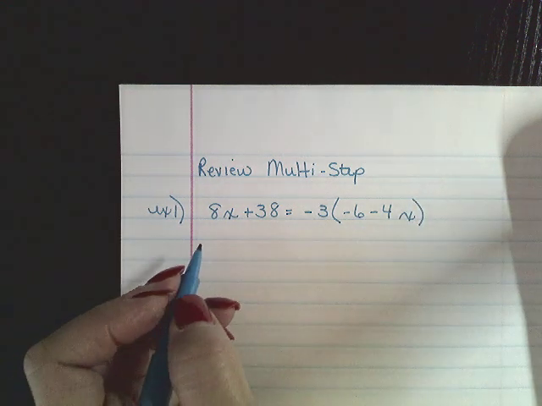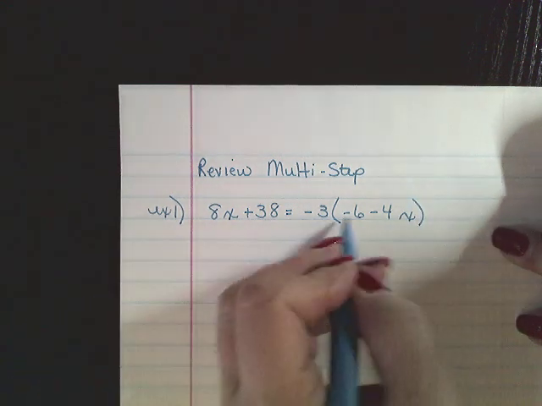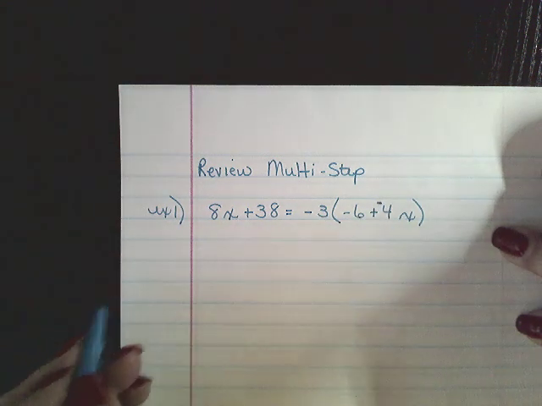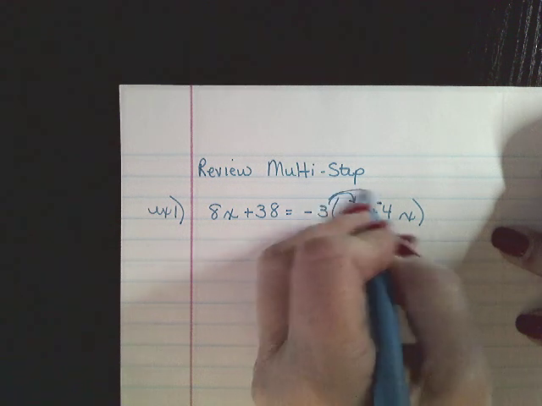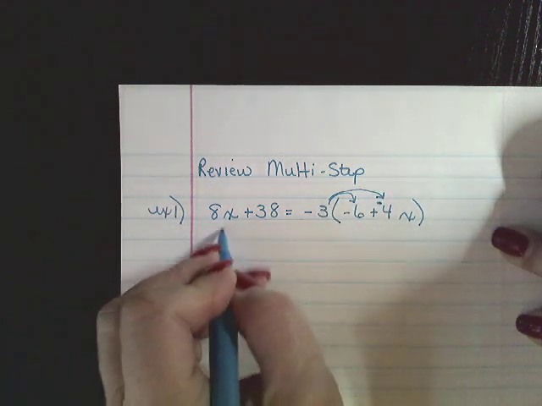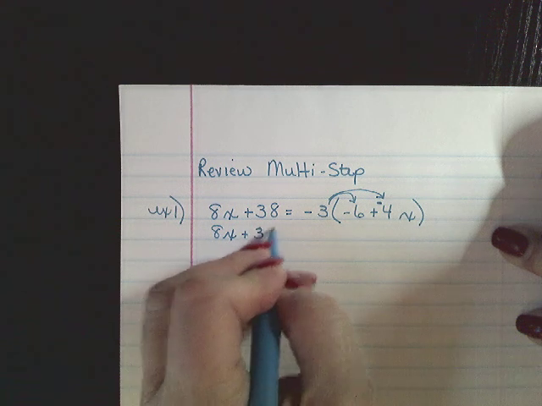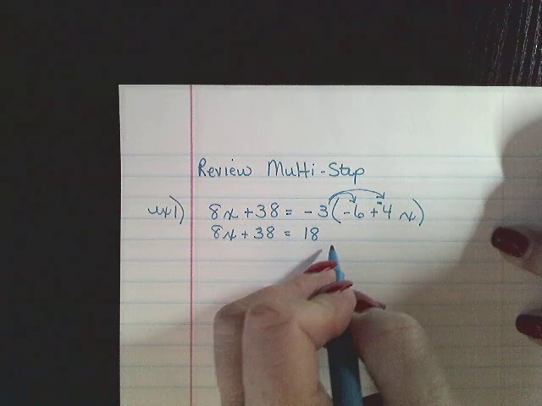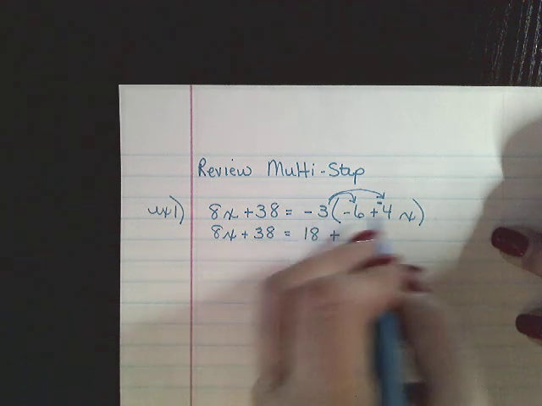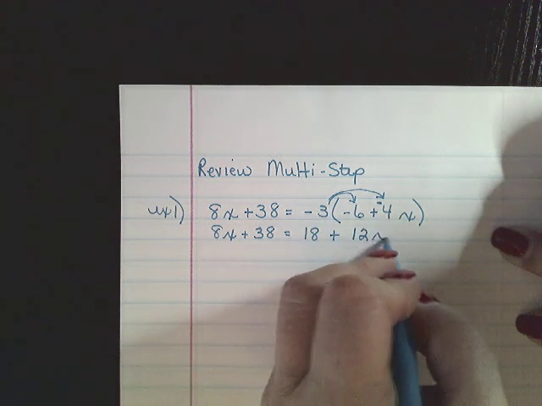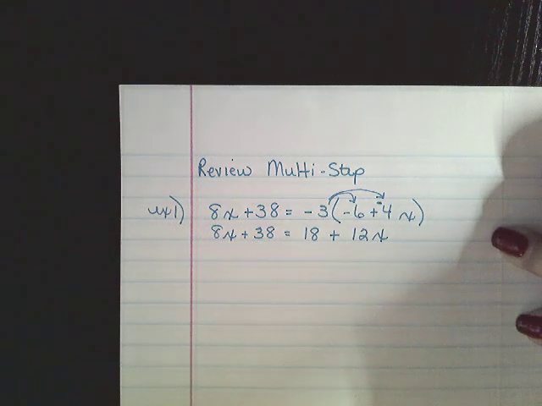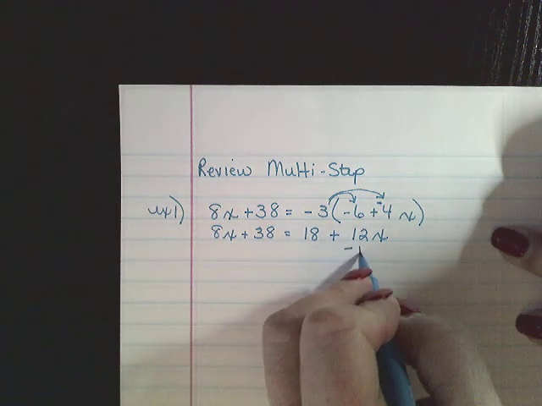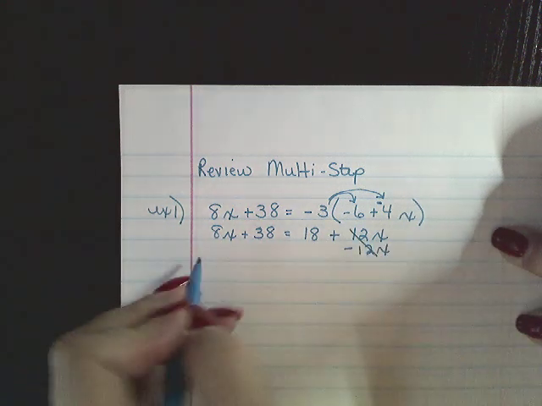All right, the first thing I would do is get rid of the subtraction. So that would be negative 6 plus negative 4x. Now you have to remember that you are distributing that negative 3. So 8x plus 38 equals negative 3 times negative 6 is a positive 18, plus negative 3 times negative 4 is 12x. Now you've got variables on both sides, so we're going to subtract and get that variable to the left side of the equation. We're going to subtract 12x from both sides.